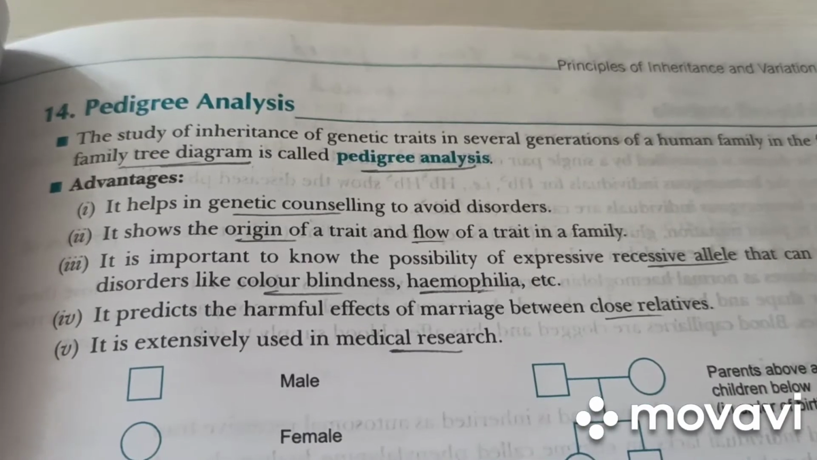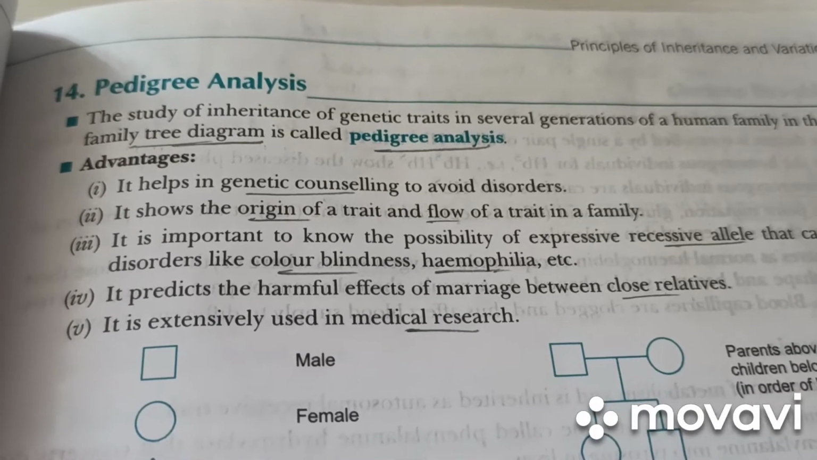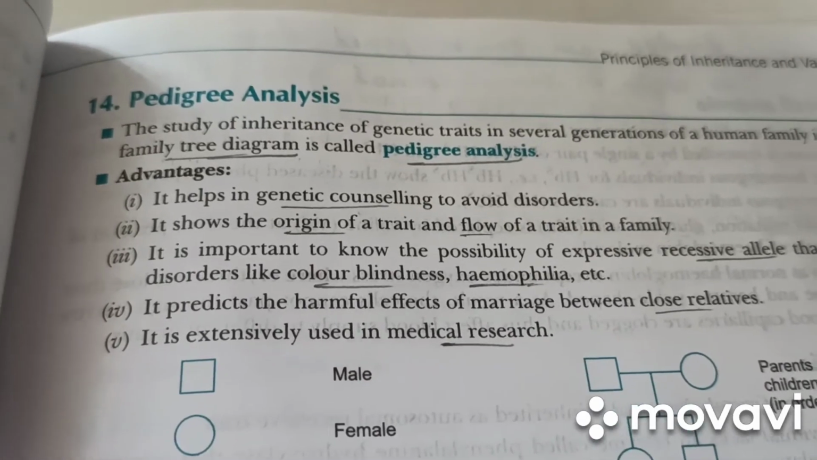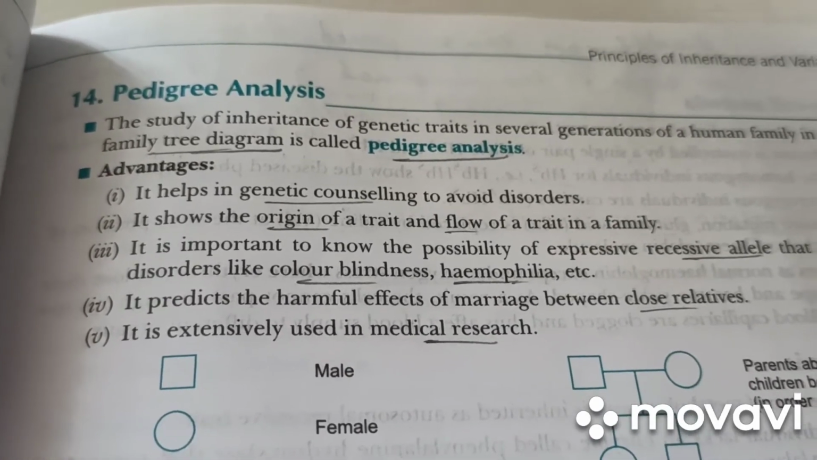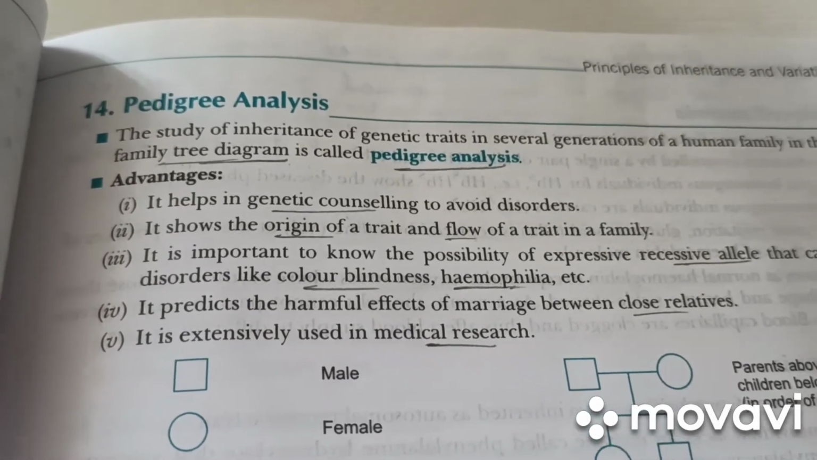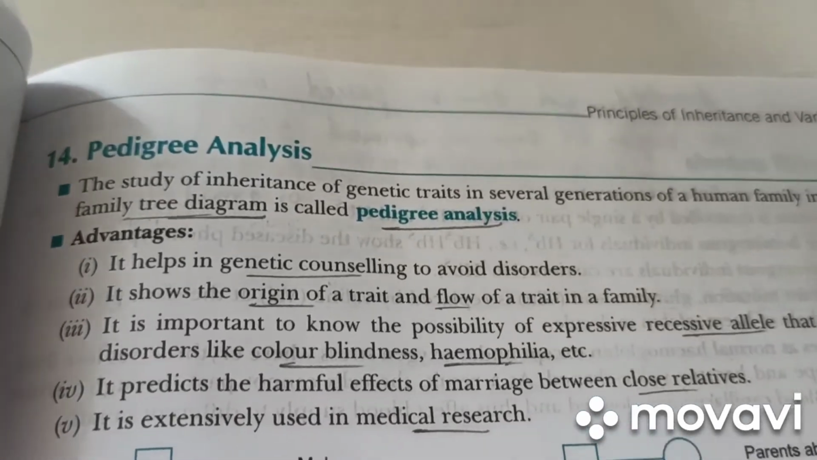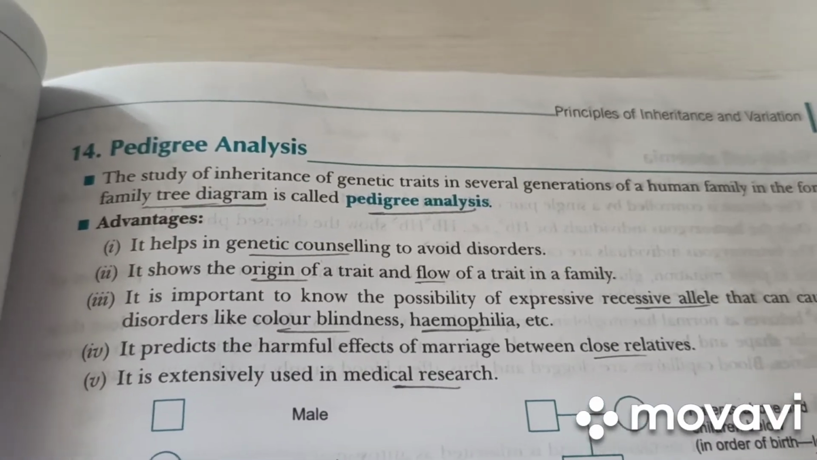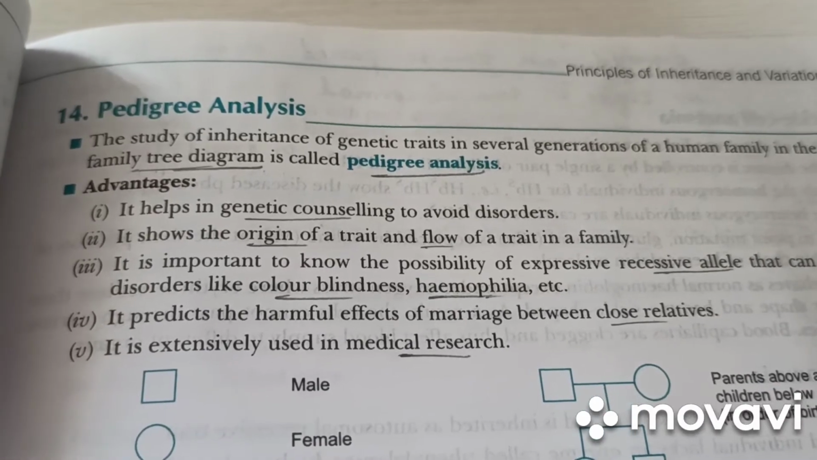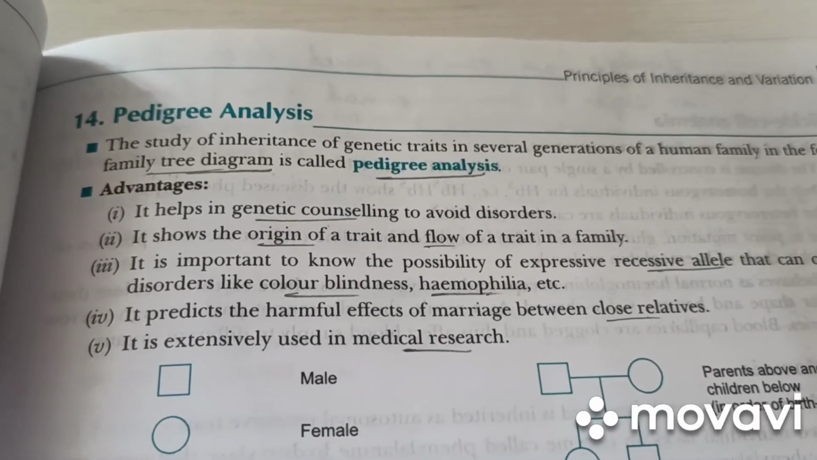What are the advantages of this? It helps in genetic counseling to avoid disorders. If you know the family tree diagram, suppose some genetic disorders are seen in children, doctors will ask about their parents and grandparents, the previous generations, because some disorders are carried through different generations. So doctors can give genetic counseling accordingly. Second, it shows the origin of a trait and the flow of a trait in a family, from where it starts and how it flows from one generation to another.